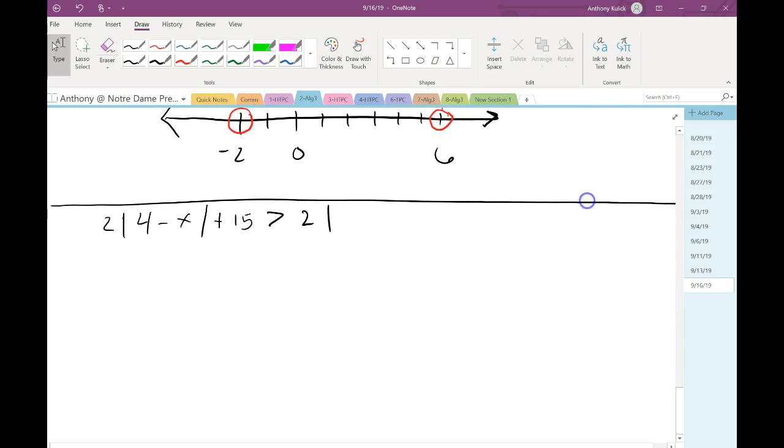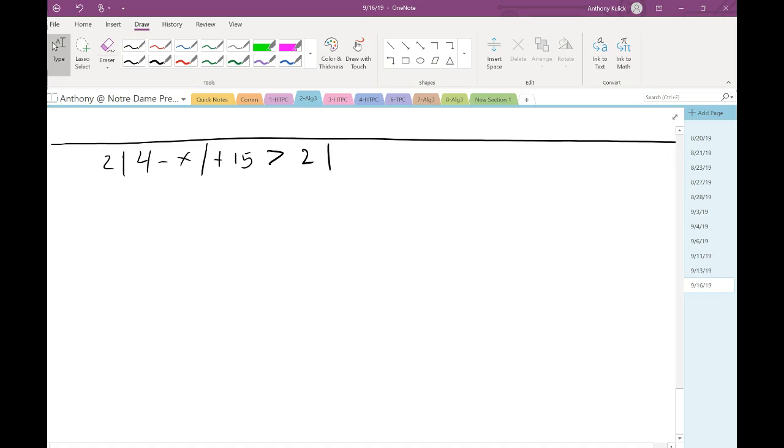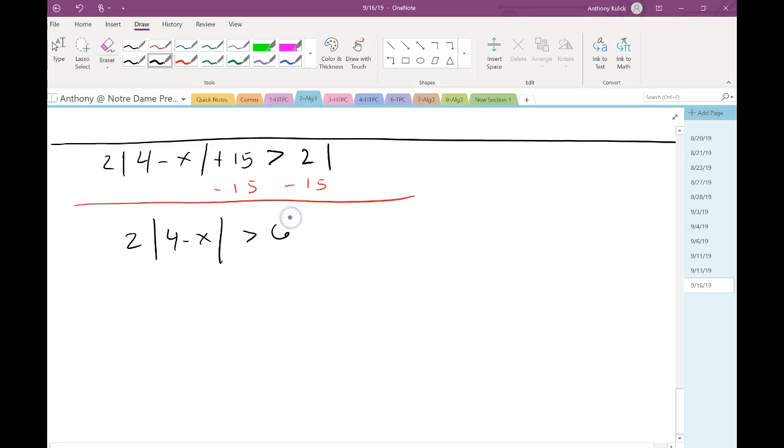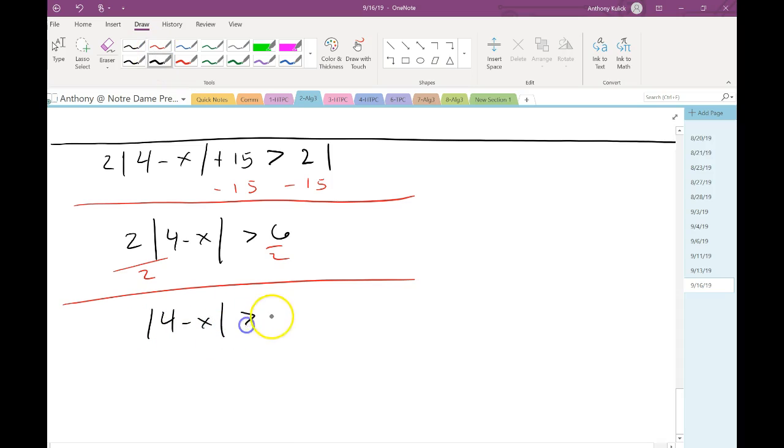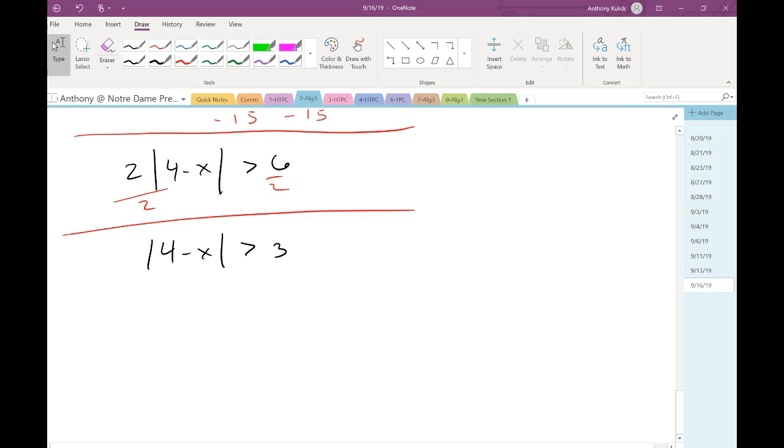Okay. Let's take, for example, 2 times the absolute value of 4 minus x plus 15 is greater than 21. What should I do first here? Good, I'll subtract 15 from both sides. Then what? Good. Divide by 2 on both sides. Now what? Good. We'll split that into 2.